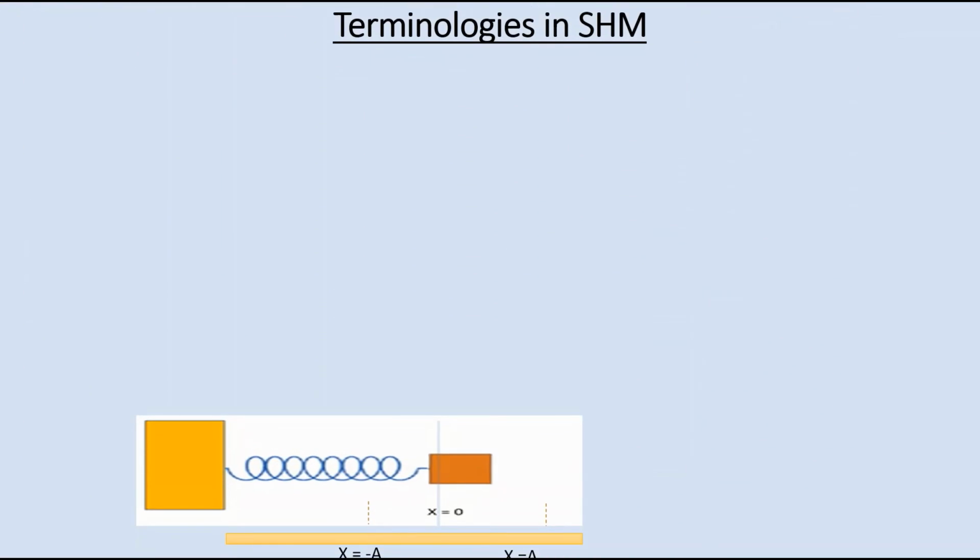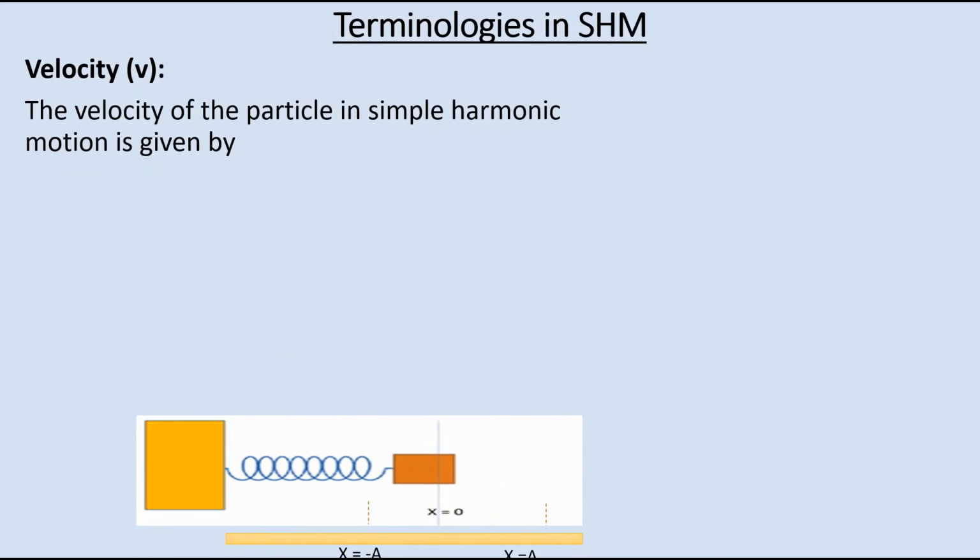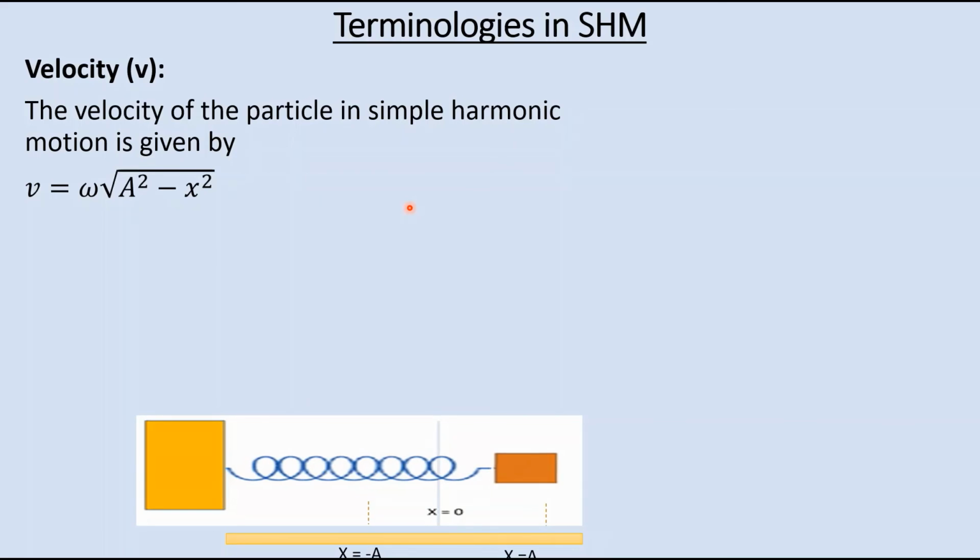Velocity. The velocity of the particle in simple harmonic motion is given by v is equal to omega into square root of A squared minus x squared. Here the mass attached to the spring is undergoing a simple harmonic motion. The velocity of this particular mass at any instant of time is given by this expression, that is v is equal to omega into square root of A squared minus x squared.